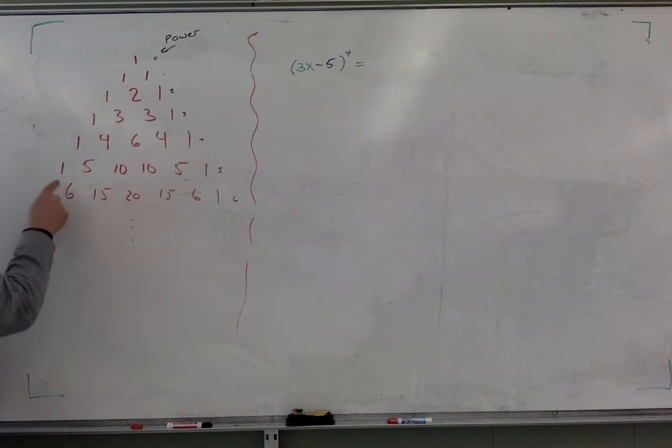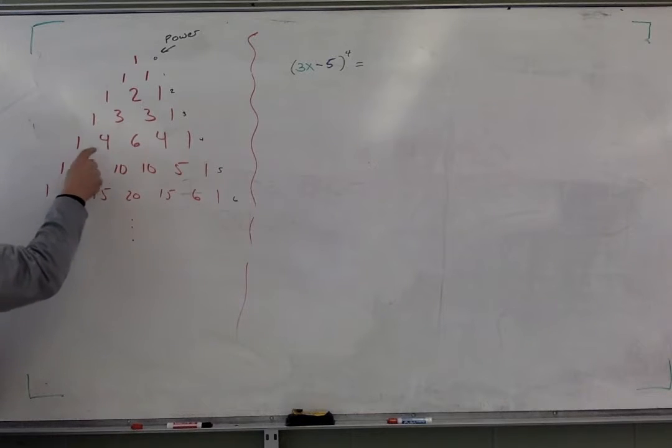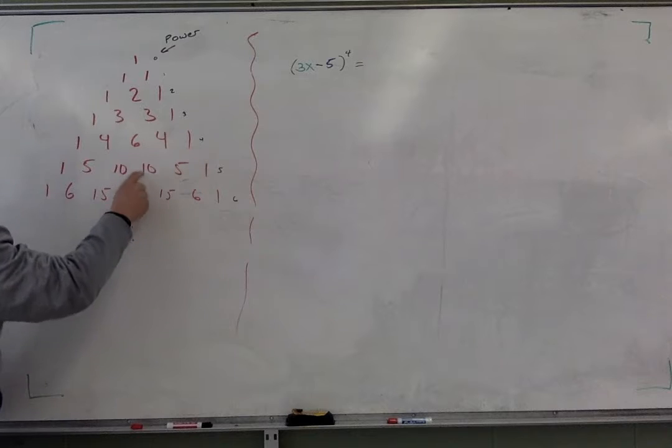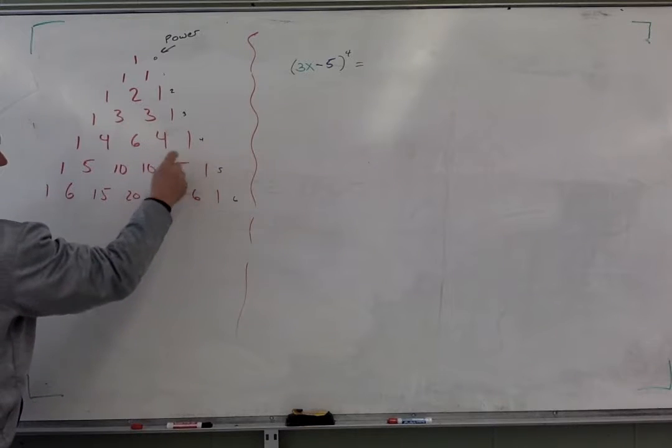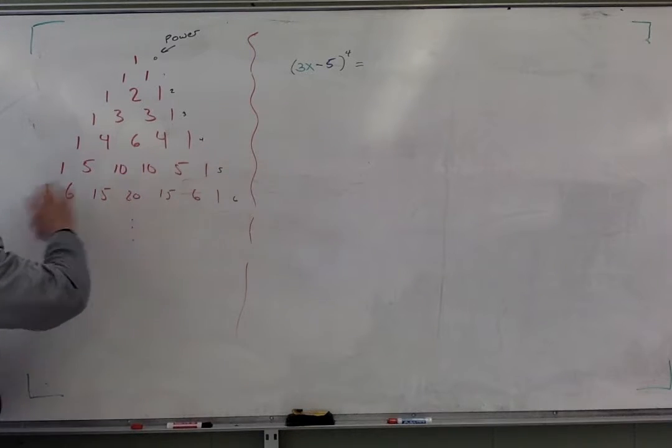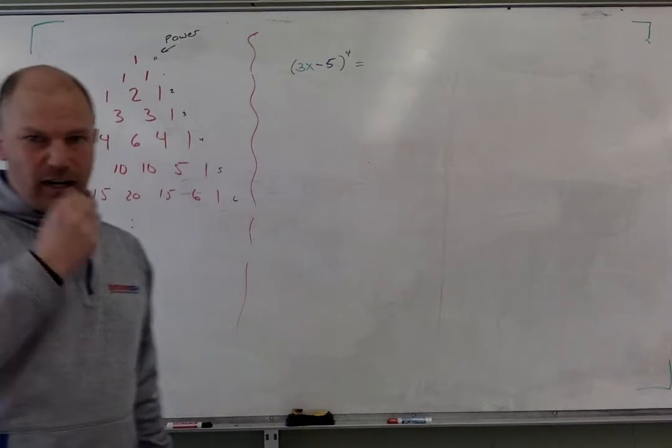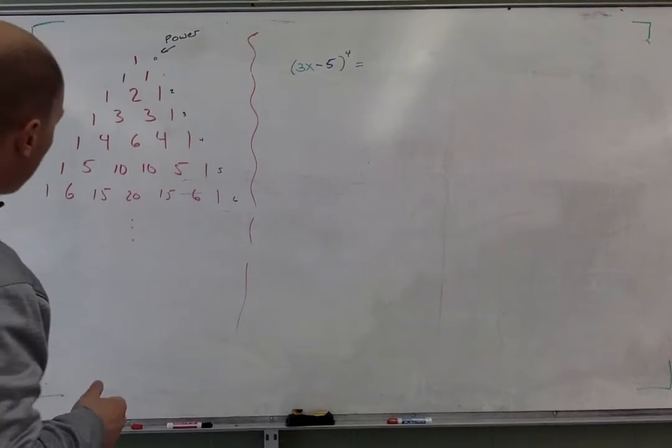If we look further down the line, 1 and 0 make 1, 1 and 4 is 5, 4 and 6 is 10, 10, 5, and then 1. So that's how to work through Pascal's triangle.